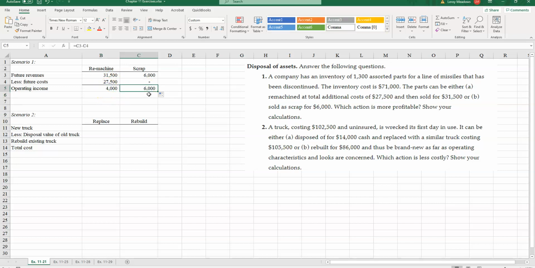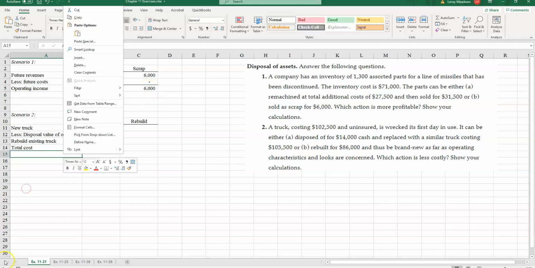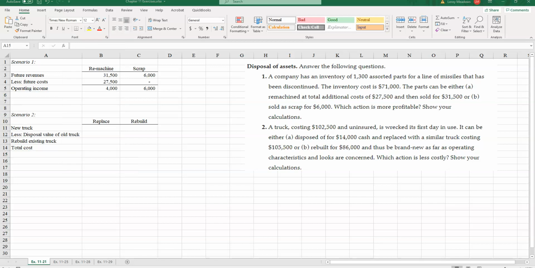So in this case, I would rather scrap the inventory and not worry about remachining them, because it's actually going to be more profitable for me on my bottom line, on my operating income, to scrap the inventory instead of remachining them. Now let's take a look at scenario 2.